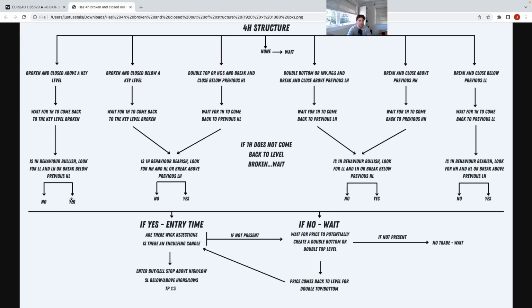That is simple. That's what we want. That means we have a no, because these are not present. Pardon me, I got that wrong. That means it's a yes, and it's entry time.